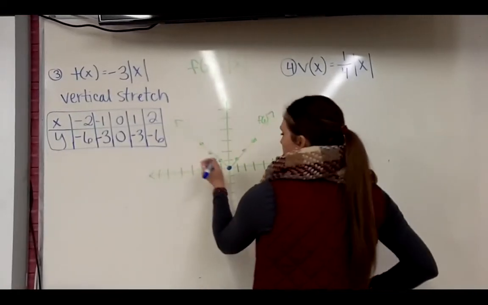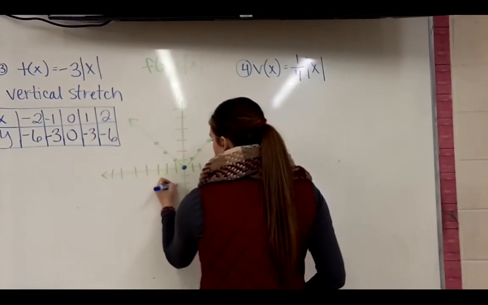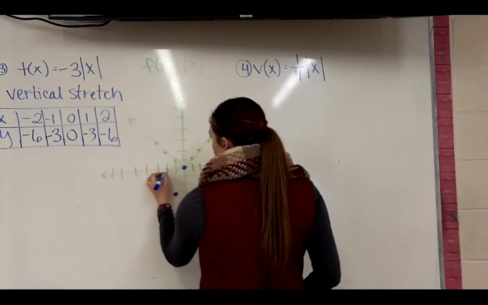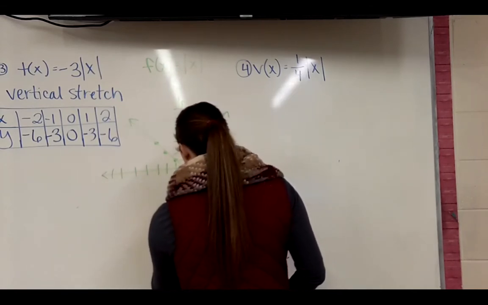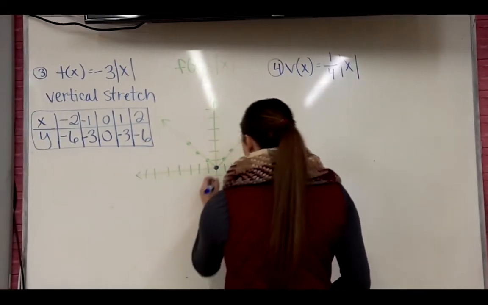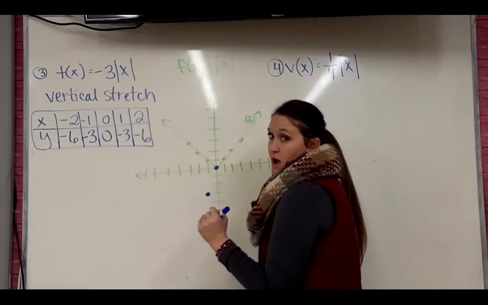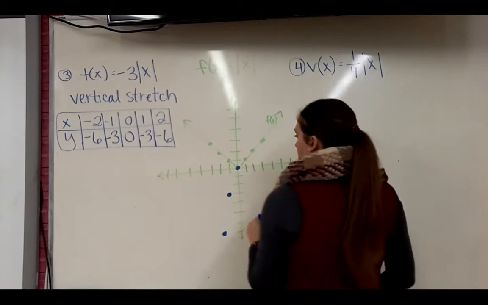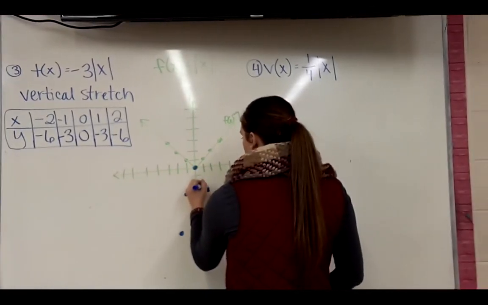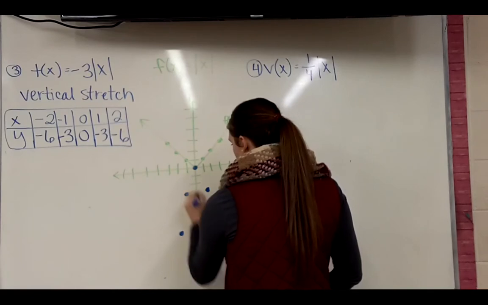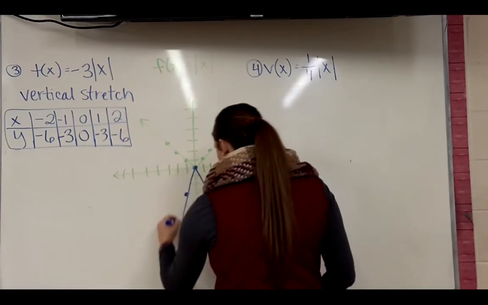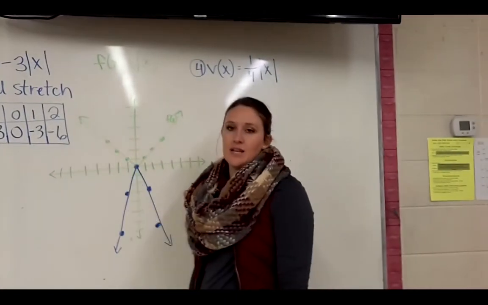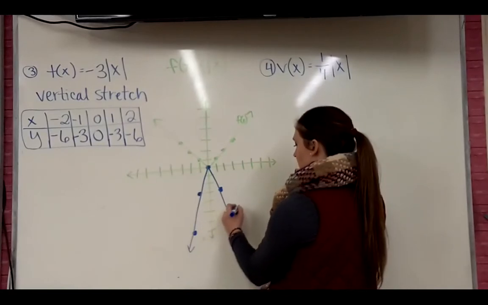So my next point's negative 1, negative 3. Oh, yeah, sorry. Negative 2, negative 6. I forgot it also flipped. Do you remember why? Because it's a negative. That shows us it was a reflection also. So then we have 1, negative 3, 2, negative 6. So it got skinnier. It was a shrink. Okay, it got skinnier, but it also flipped because of the negative. So this is t of x.